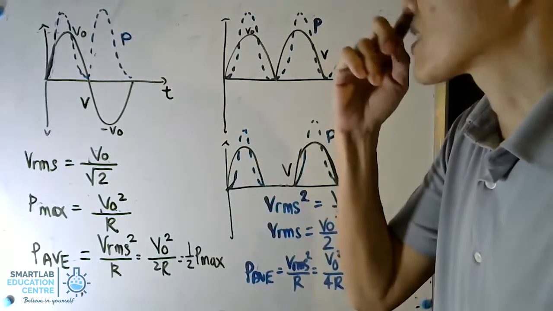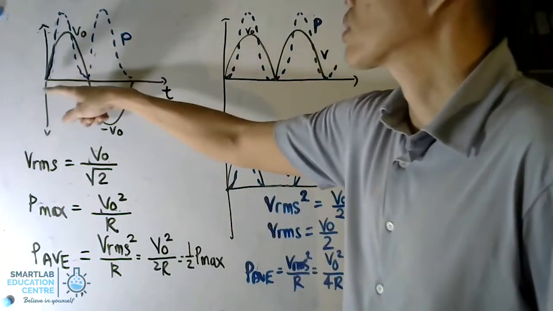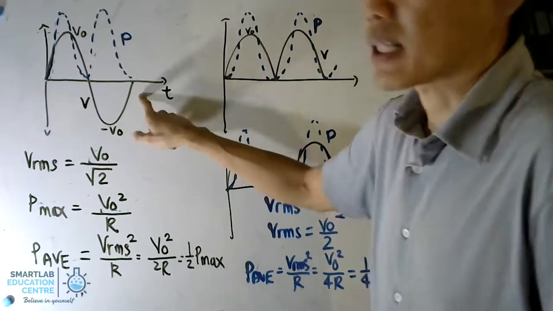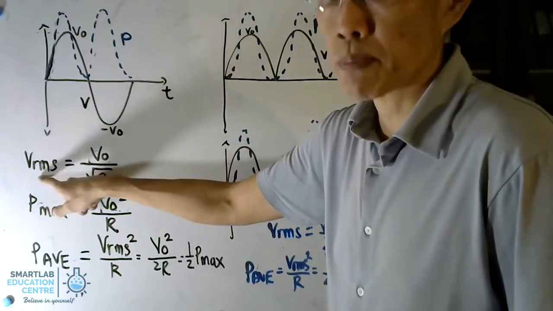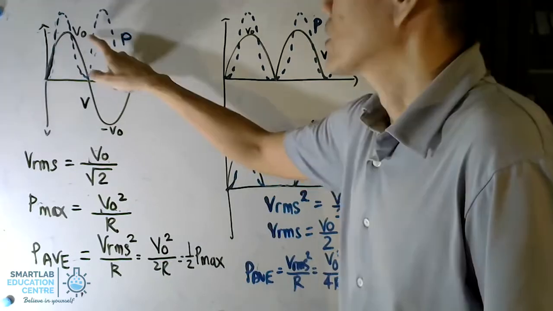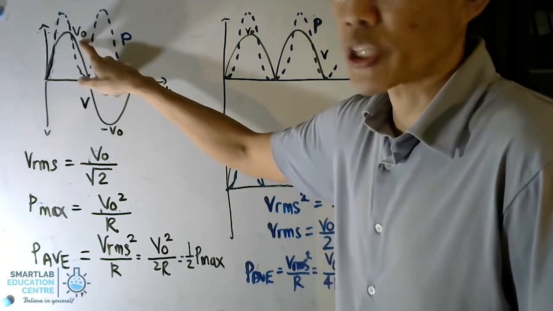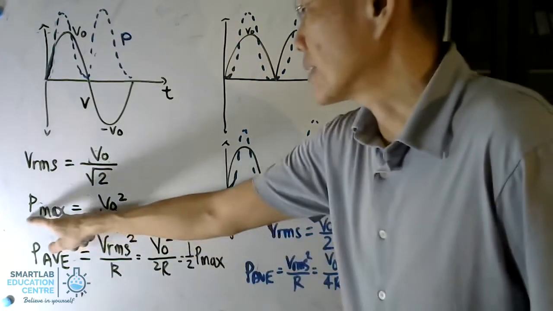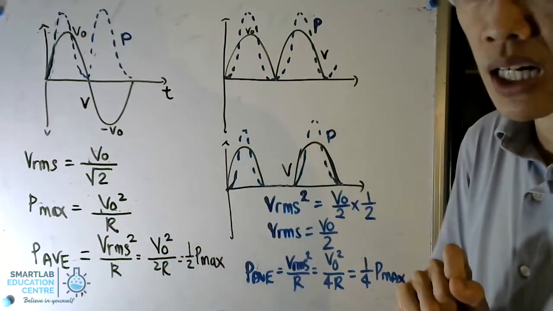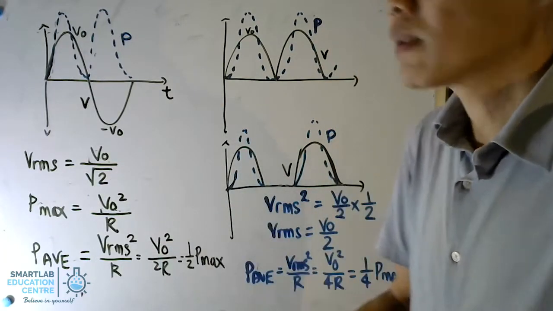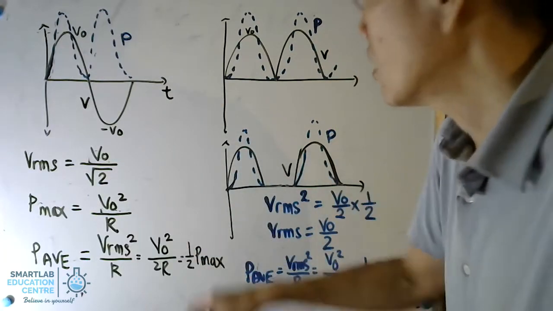With that, let's take a look at some examples. The first example we're looking at is the sinusoidal AC wave. Like earlier in the proof, all we need to do is to apply the formulas. So this is the AC sinusoidal wave, and V0 is the maximum or peak voltage. In this case, Vrms is equal to V0 over root 2, and Pmax is V0 squared over R, assuming that R is the resistance of the load that the AC waveform is being applied to.